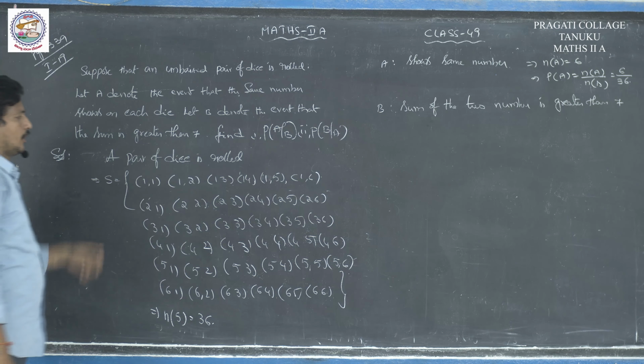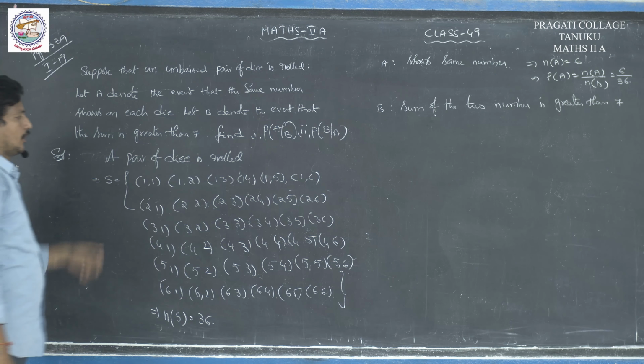So here is the first possibility: 2 plus 6, 8. And the next possibilities are here: 1, 2, 3, 4, 5, 6, 7, 8, 9, 10, 11, 12, 13, 14, 15. There are 15 possibilities, implies n of B is equal to 15. What about P of B? P of B means n of B by n of S. That means 15 by 36.